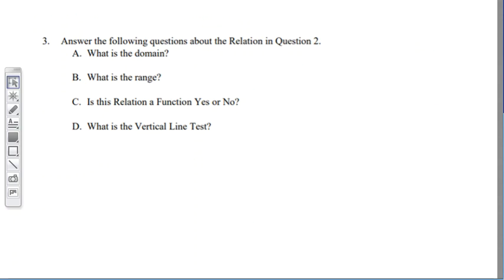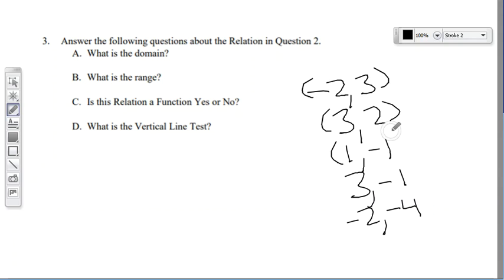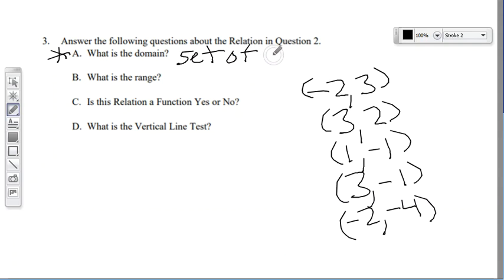On question 3, it says answer the following questions about the relation in question 2. So this is a list of the ordered pairs for all of the points in the relation. Okay. A says, what is the domain? Okay, so remember that the domain is the set of all of the x values.